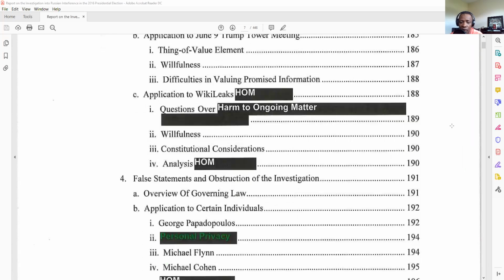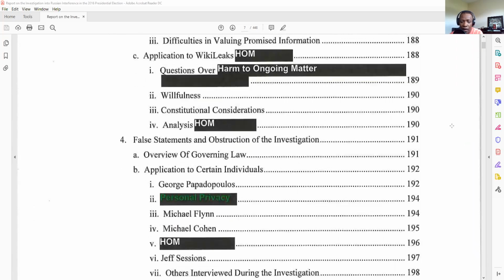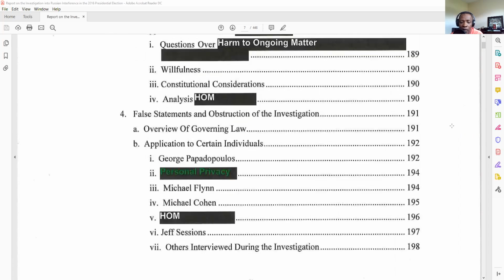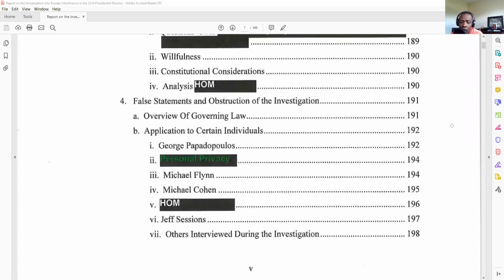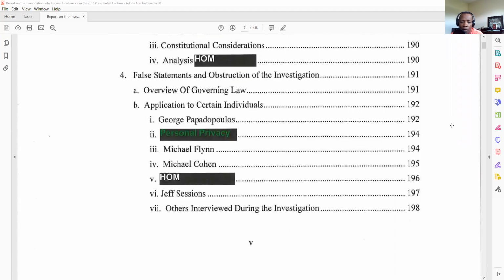190, analysis is redacted, false statement, and obstruction of investigations. That's number 4. Over there we have A, overview of governing laws, B, application to certain individuals, and on the B1 you have George Papadopoulos, that's on 192. 2 is redacted for personal privacy, 3 is Michael Flynn, 4 is Michael Cohen, 5 is redacted, 6 is Jeff Sessions, 7 is others interviewed during the investigation.